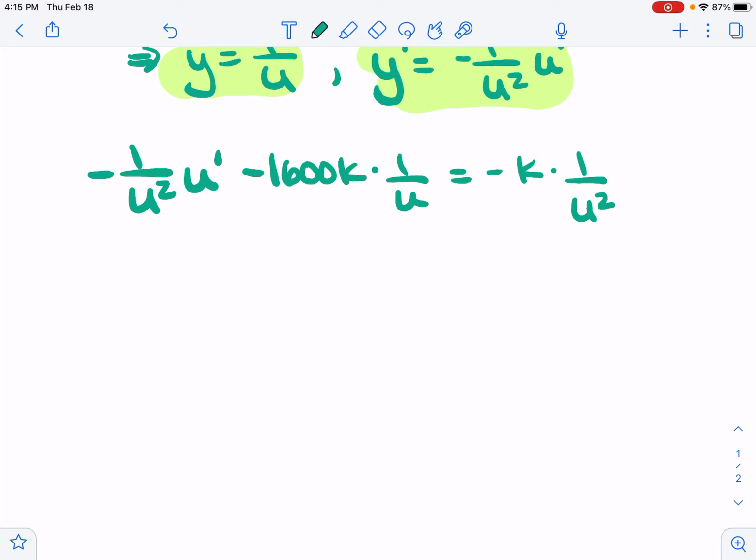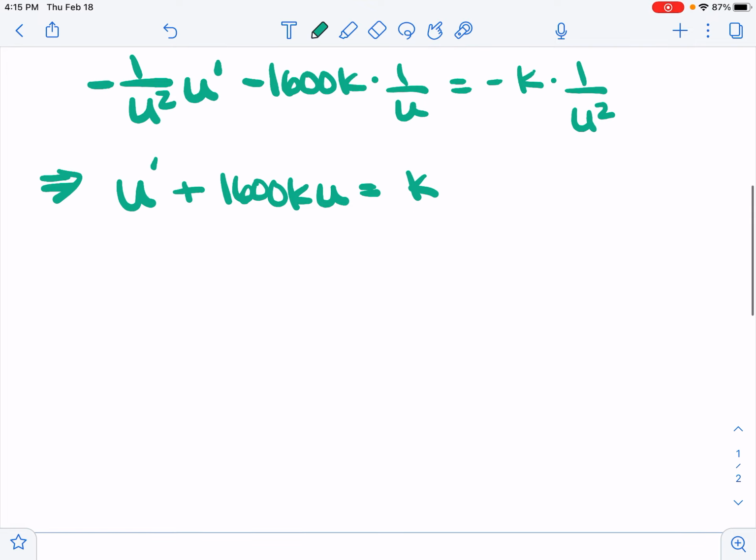And so now we're going to multiply through by a negative u squared, so that we get u prime plus 1600 ku equals k. And everything else canceled out. So that's nice. We've done our transformation. It worked out. We end up with a linear differential equation, and that's the deal, right? That's the Bernoulli transformation promise, is that the thing that you start with is going to end up as a linear differential equation in the end if we do it correctly. So we've done it correctly. We have our linear differential equation, and we're going to solve it with integrating factors.